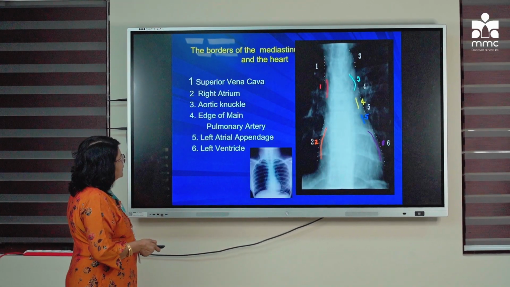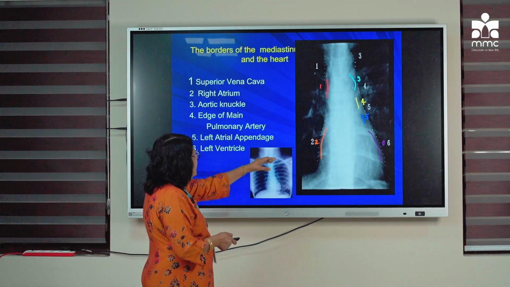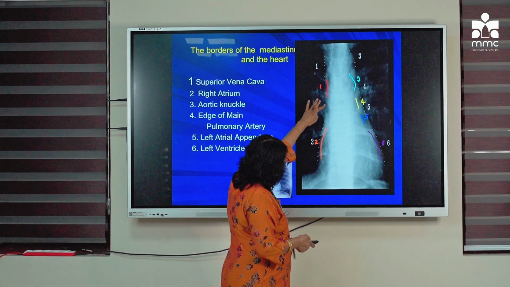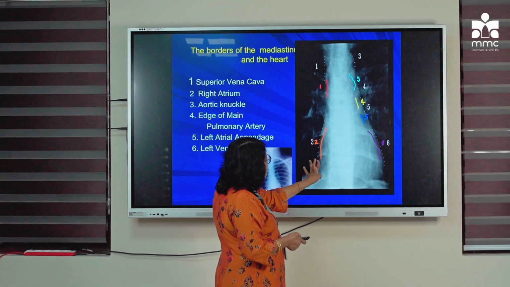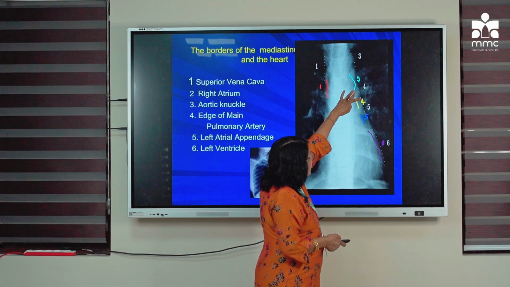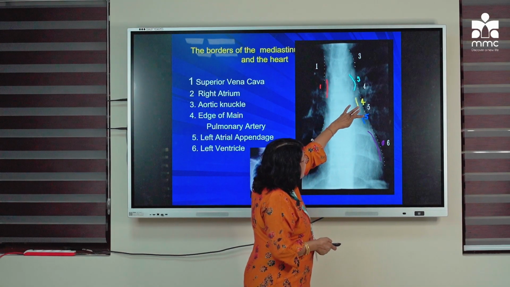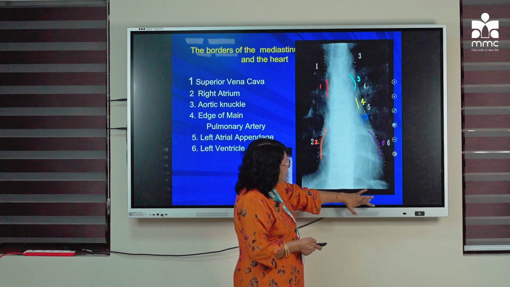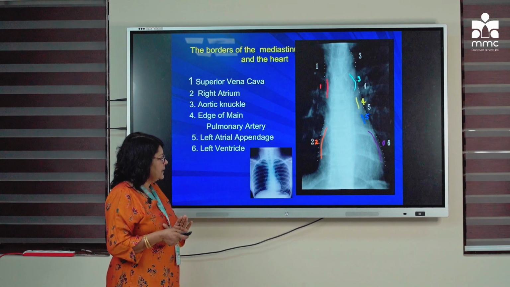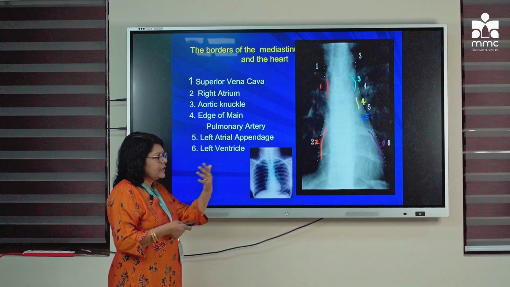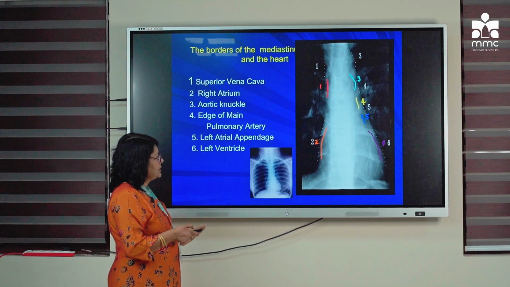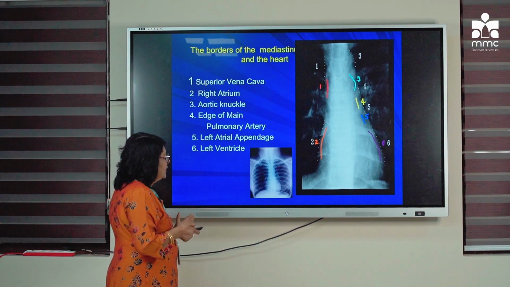Okay, so coming to the edges of the heart, from top to bottom you have the SVC, the ascending aorta, the right atrium, then the IVC. On the left side, you have the aortic arch, the pulmonary bay formed by the pulmonary artery, the left atrial appendage, and the left ventricle. These are the borders of the heart. Always remember that the right atrium is on the right side, the left ventricle is on the left side, the right ventricle is anterior and the left atrium is posterior. This always should be remembered. In a chest X-ray, you are seeing only the left ventricle and the right atrium.